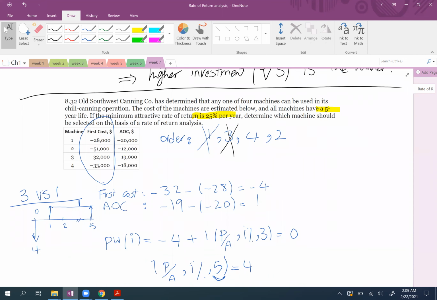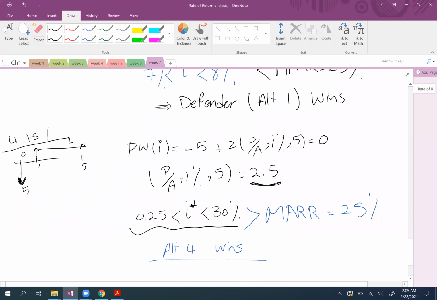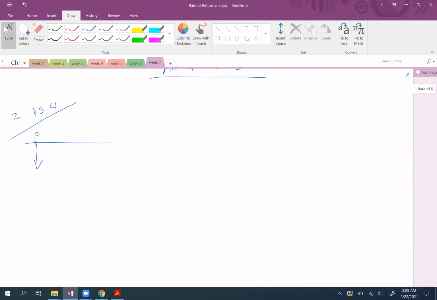2 negative 51 minus 33, negative 13 minus 18. So I will have 18 in negative at time 0. And for remaining 5 years, I have a positive cash flow, and that is $6,000. I need to again calculate the present worth as a function of I, set it equal to 0 because I want to find I star or rate of return for this.